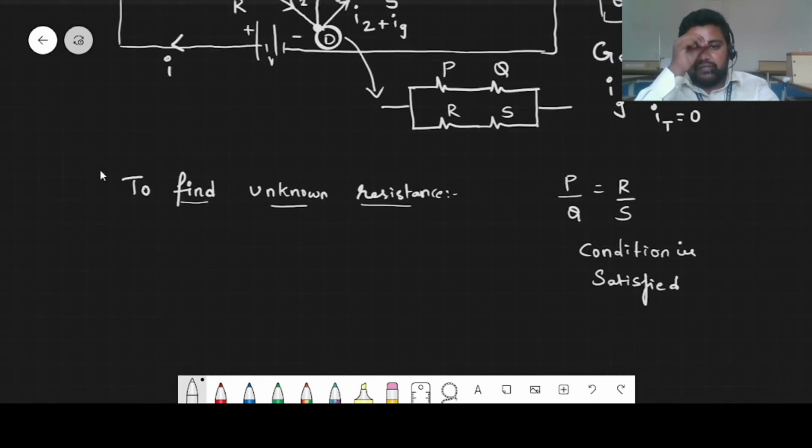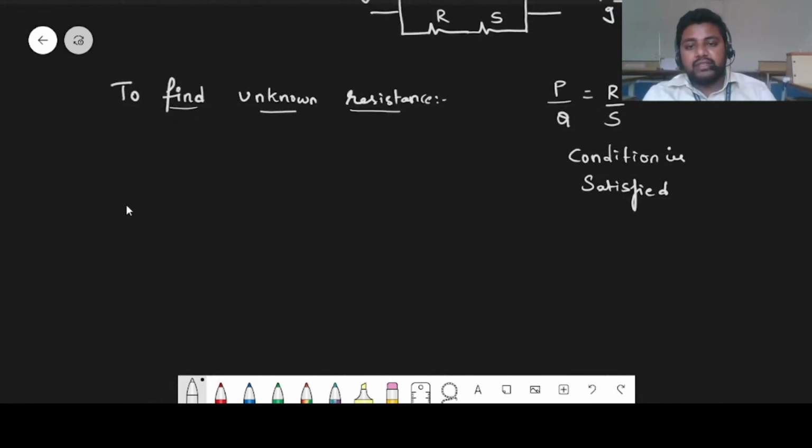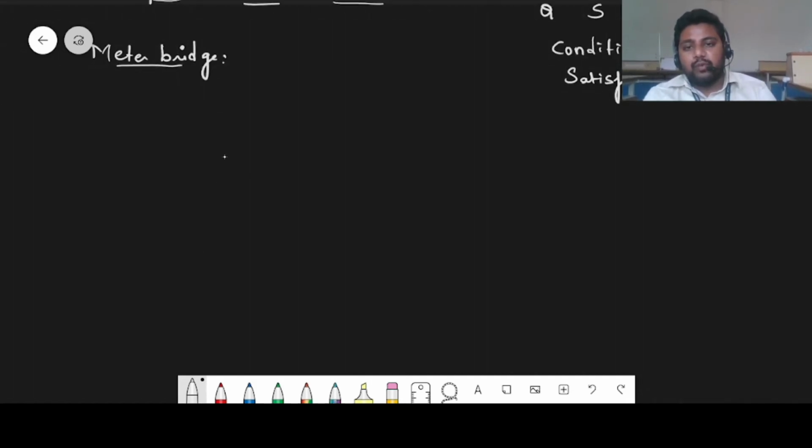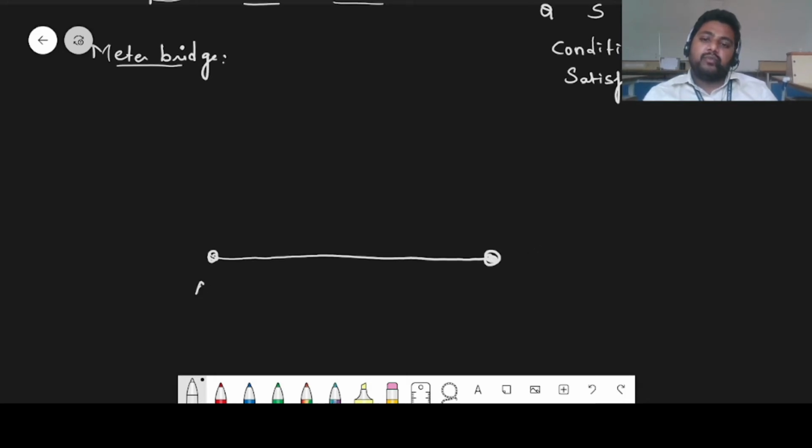Now, how do we use this to find the unknown resistance? We have developed a device called meter bridge. In this meter bridge, we are going to use a 1 meter long wire. Let's say this is point A and this is point B. This is a 1 meter long wire. We are connecting it to metal plates.